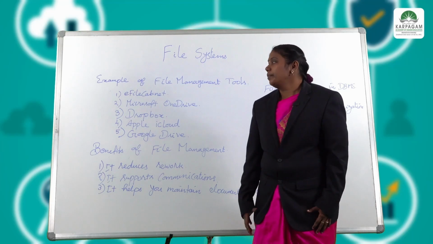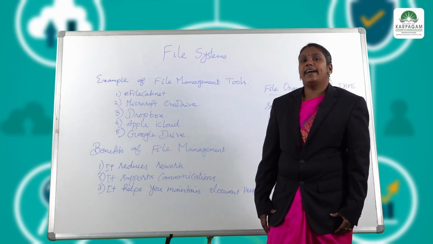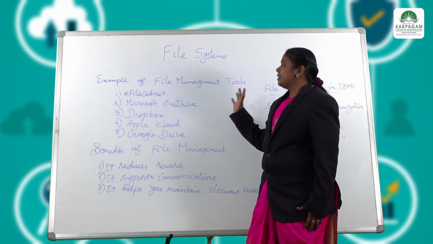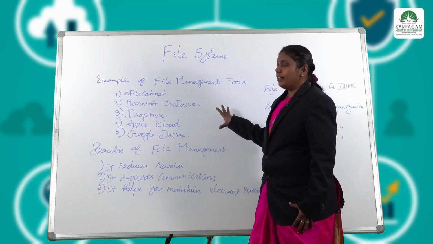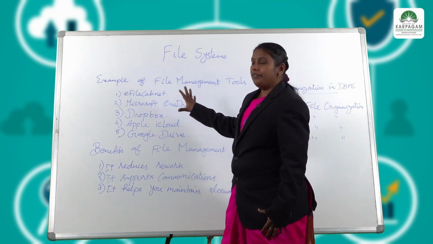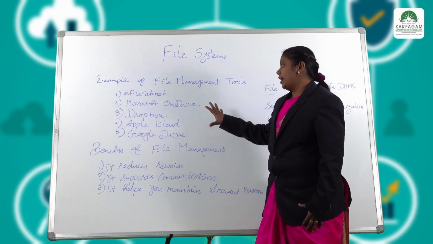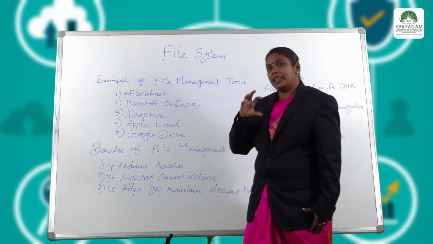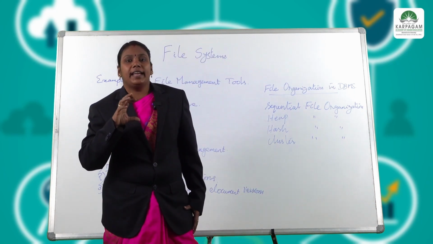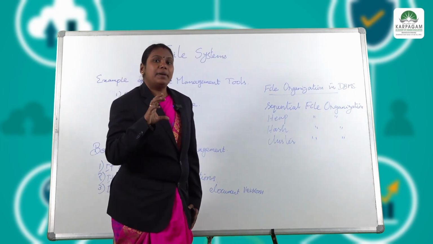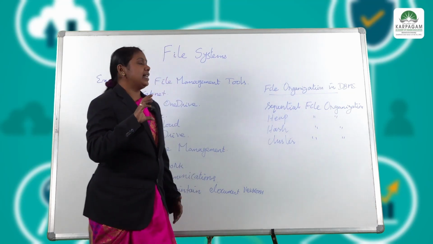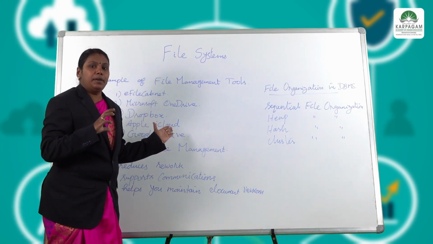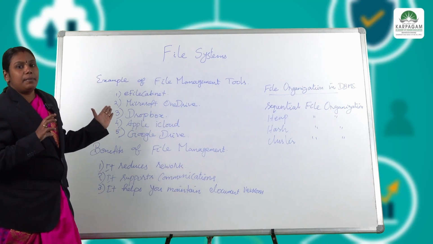Next, we will discuss examples of file management tools. A file is a sequence of records in which the data are stored in binary format. There are many different kinds of tools available, such as the e-file cabinet, Microsoft OneDrive, Dropbox, Apple iCloud, and Google Drive. These are all storage tools. We store a lot of data in a system. If system memory is not available, we can store the data using file management tools. We already discussed secondary memory management, so these are other memory management tools.